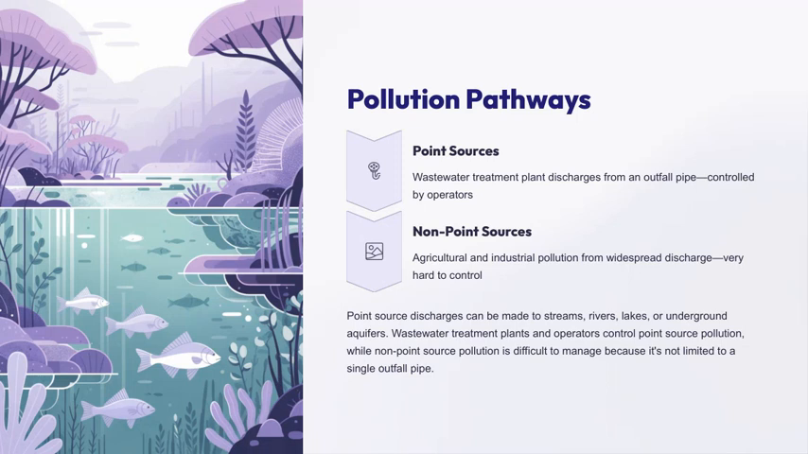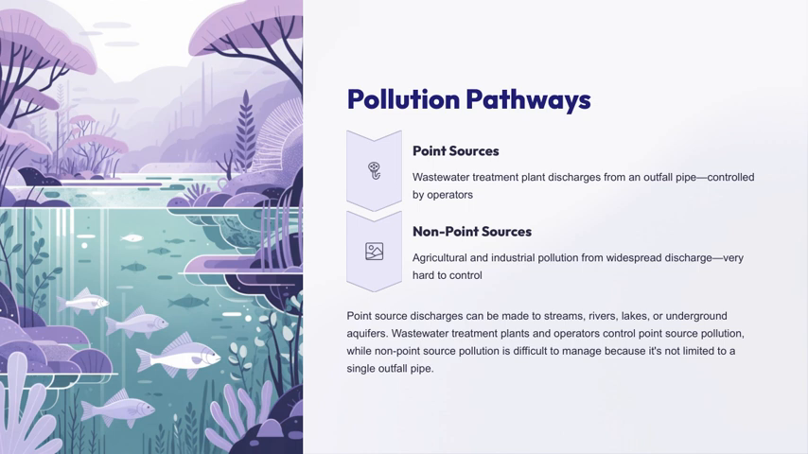Let's take a closer look at pollution pathways. First, we have point sources. These are specific, identifiable sources of pollution, like wastewater treatment plant discharges through an outfall pipe. These are generally controlled by operators, which means we can manage and regulate them more effectively. On the other hand, there are non-point sources, which are a bit more complex. These include agricultural and industrial pollution that comes from widespread discharges across large areas. Because these sources are so spread out, they are very hard to control and regulate compared to point sources.